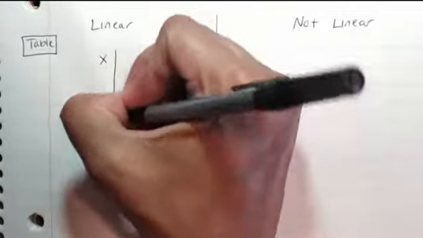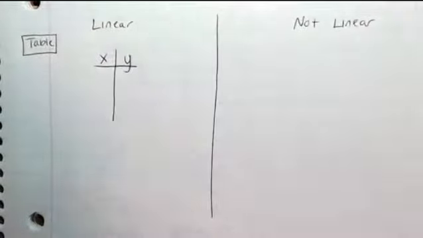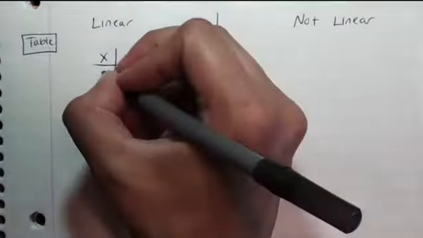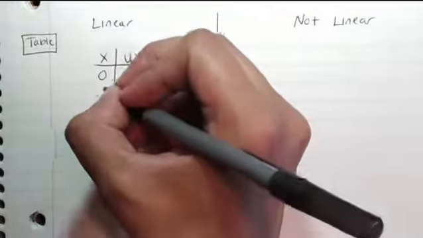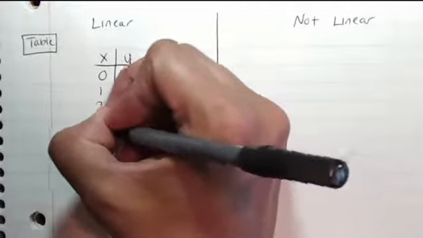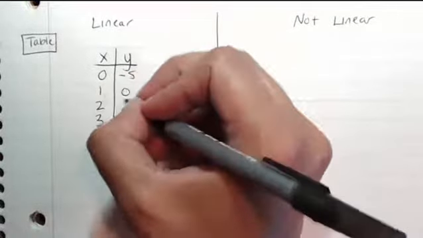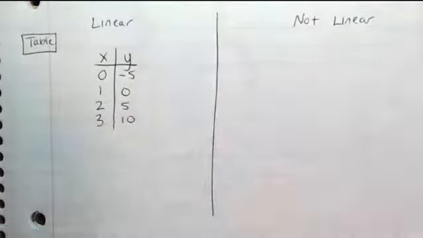So let's start off with a linear table. Go ahead and make your XY table. Go ahead and fill these points in. The domains are 0, 1, 2, and 3. The y values, or the ranges, are -5, 0, 5, and 10.